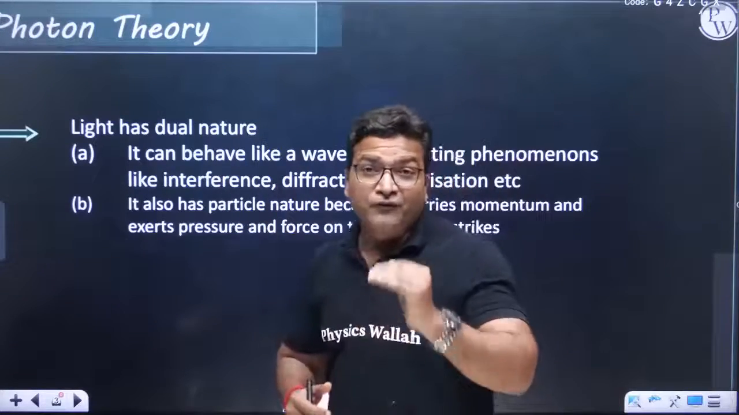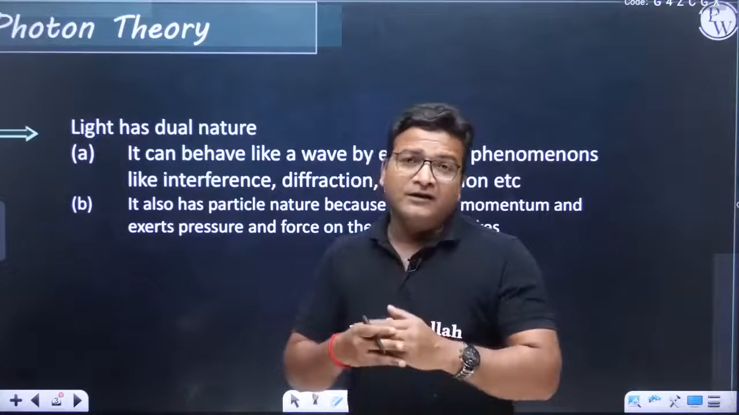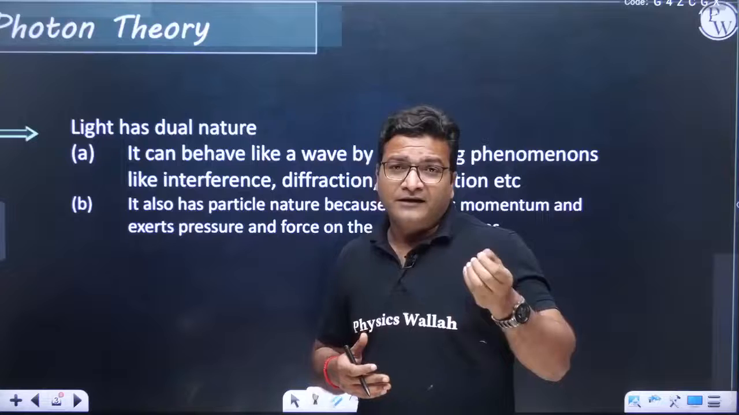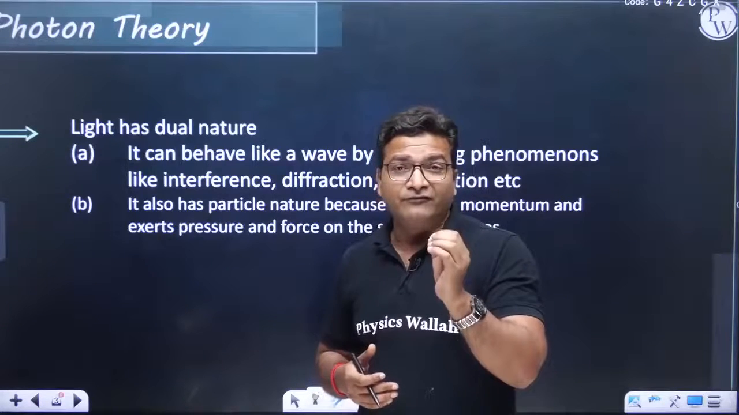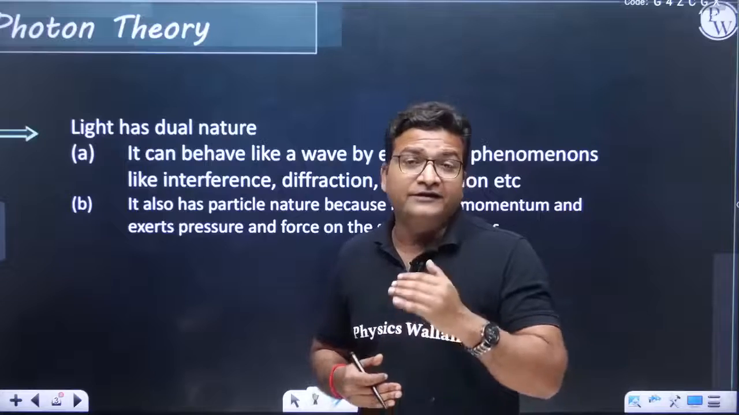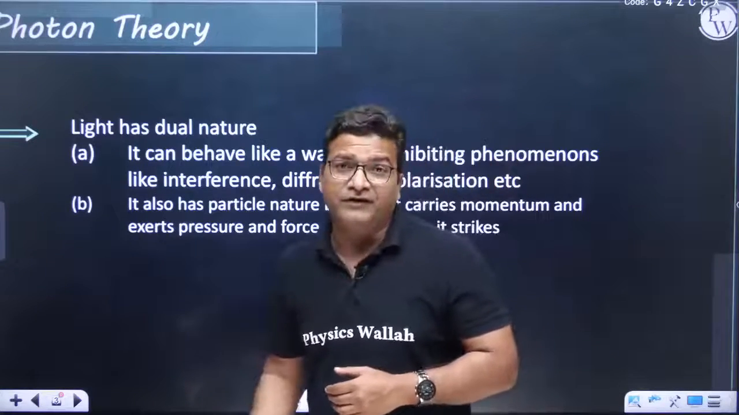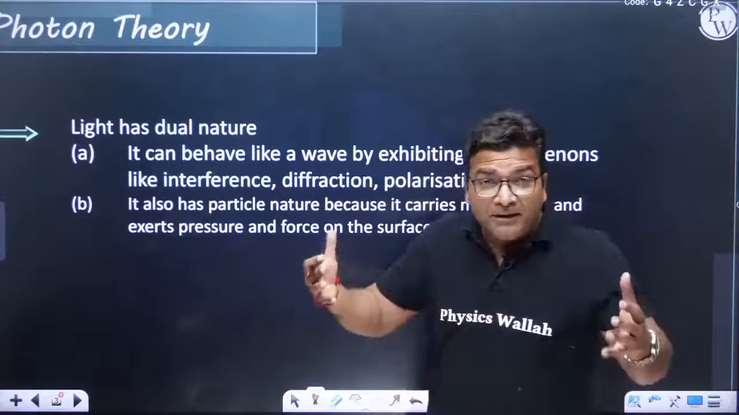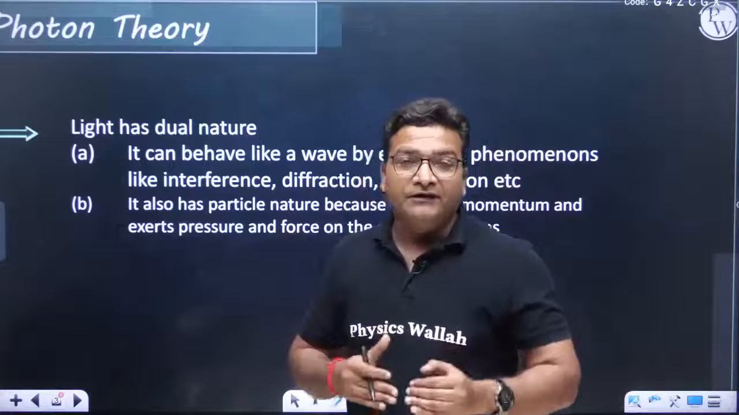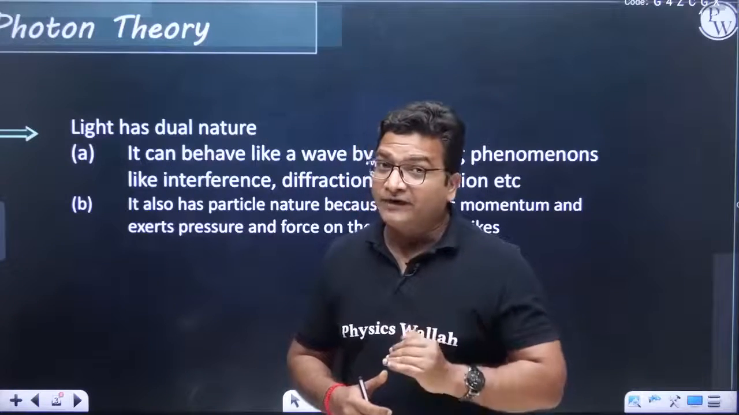So the first is photon theory. Okay, what is photon theory? We all believed that light is made of corpuscles, means light is made of particles at the time of Newton. But after the Huygens theory, after the study of interference of light, after the study of diffraction of light, people started believing that light has wave character.